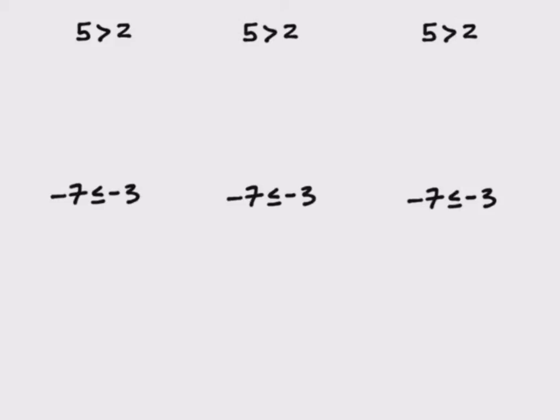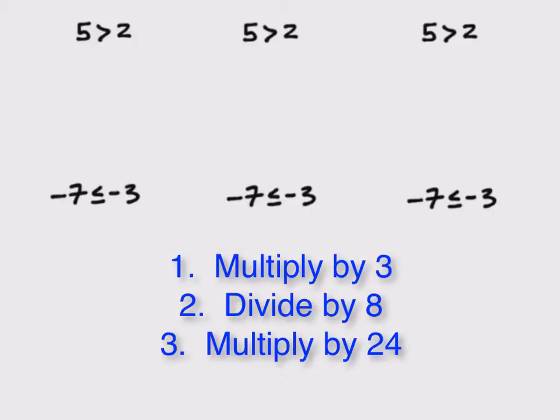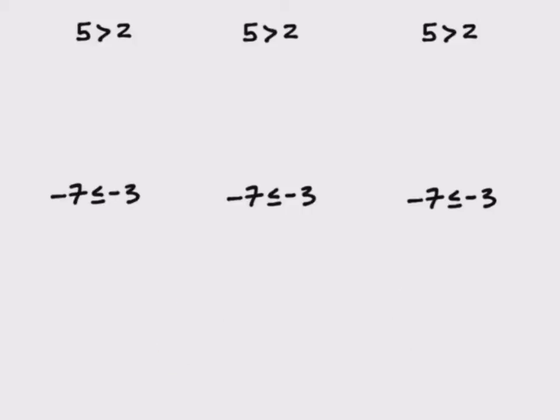So now that we know we can add or subtract any number to both sides of an inequality, and it will remain true, what happens if we multiply or divide both sides of an inequality? Is it still going to remain true? Let's start by multiplying and dividing by positive numbers. So here are our familiar inequalities again, and let's multiply both sides of each of these inequalities by 3. Let's divide each side of both of these inequalities by 8, and we'll multiply each of them by 24. And let's see if we continue to get true statements.